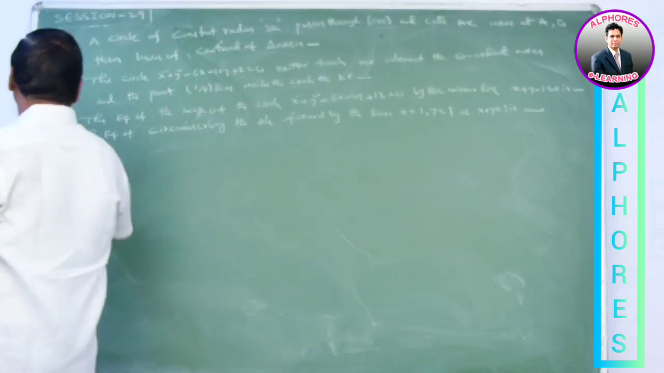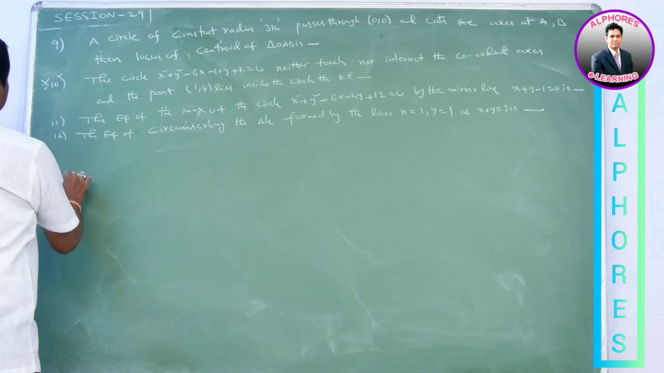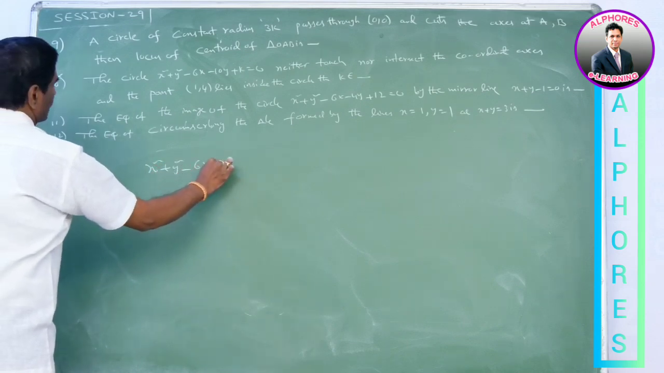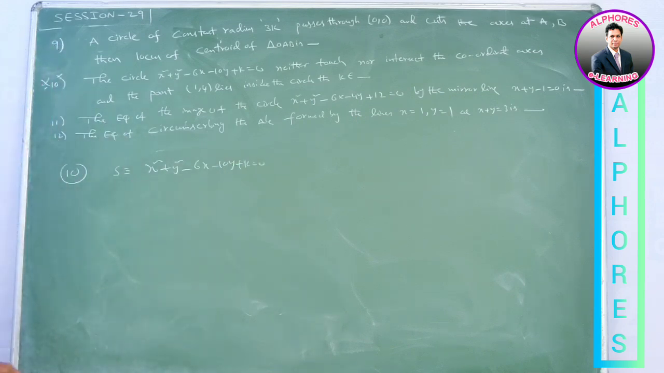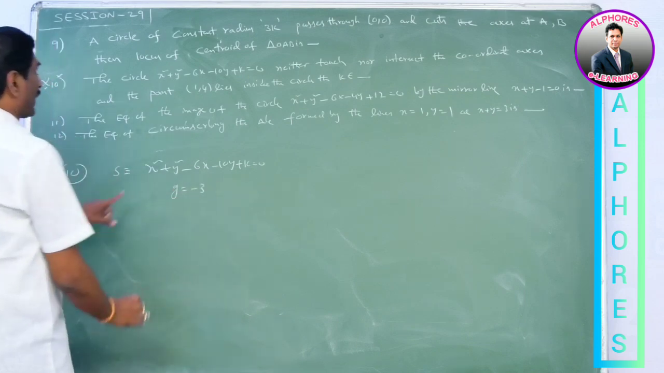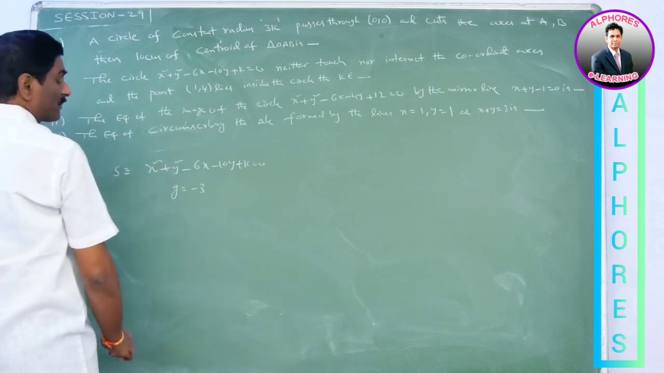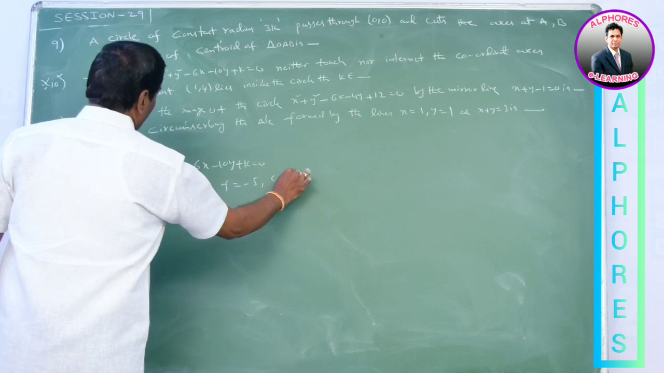Very, very important. What is the equation of the circle? Say S is equal to x square plus y square minus 6x minus 10y plus k is equal to 0, the given circle. Here, what is the value of g? Compare with x square plus y square plus 2gx plus 2fy plus c. 2g is equal to minus 6, so g is equal to minus 3. f is equal to minus 5. c is equal to k.